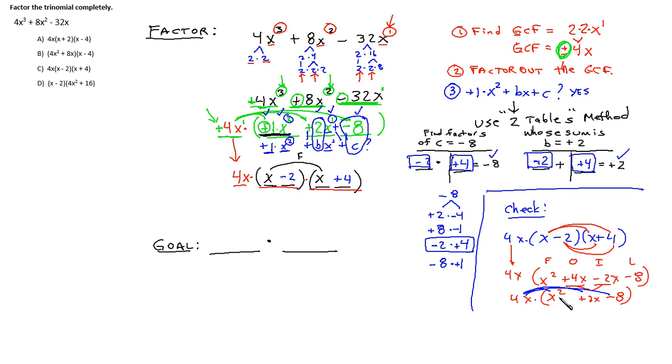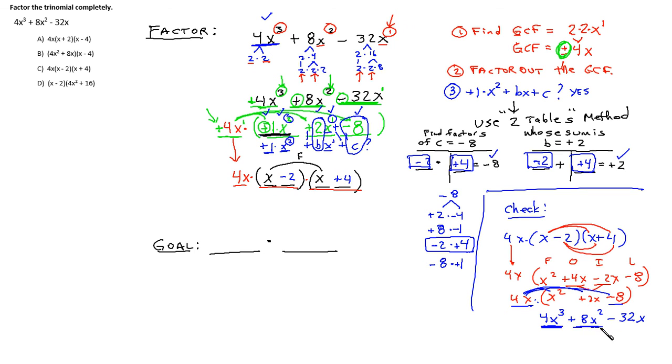4x times x squared. That would make 4x to the third. Positive times positive makes positive. 4 times 2 is 8. X to the first times x to the second is x to the second. And then positive times negative makes negative. 4 times 8 is 32 and x. So now we're going to compare this with our original polynomial, see if it all came back. Do we have a 4x cubed in the original polynomial? Look, so I'm coming back up here. Yes, we do. That came back by multiplying all of our factors together.